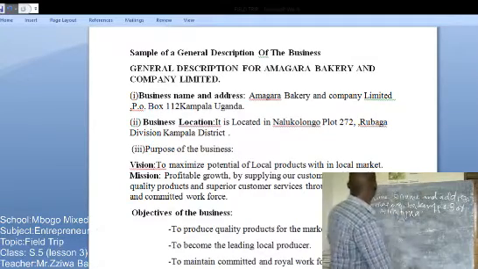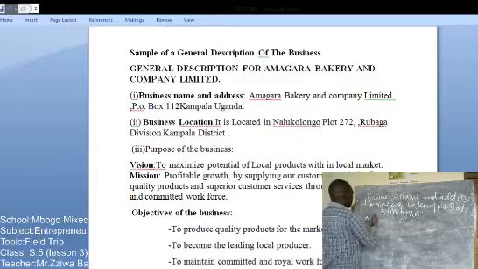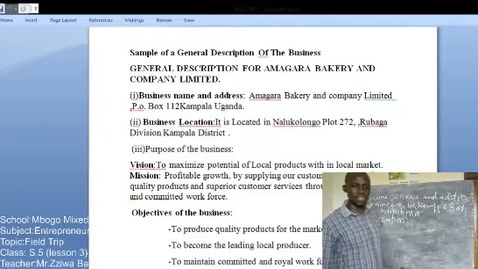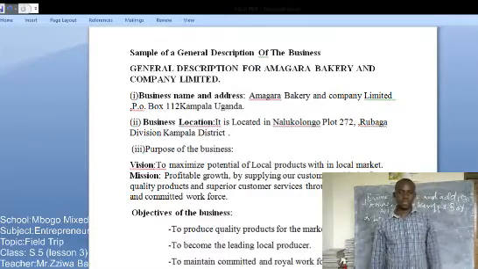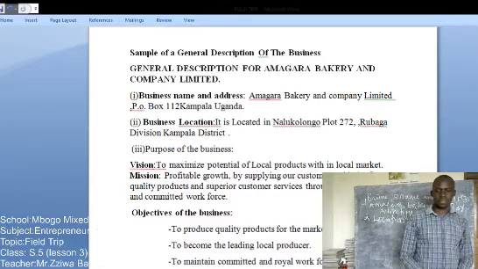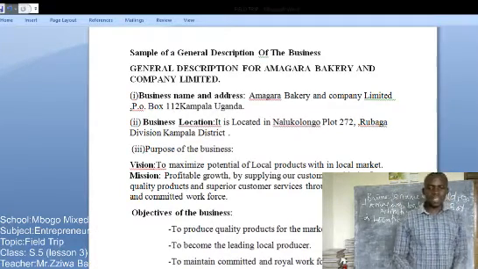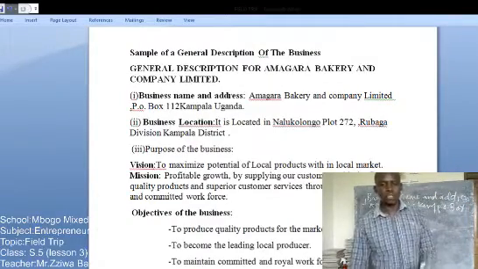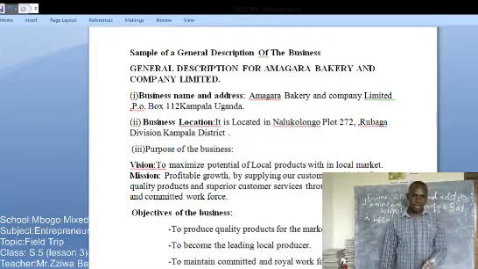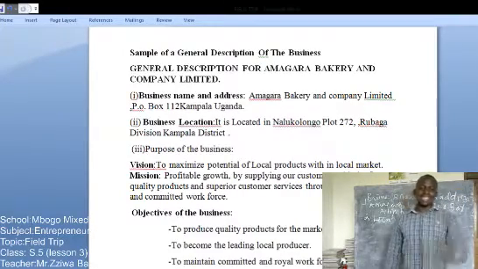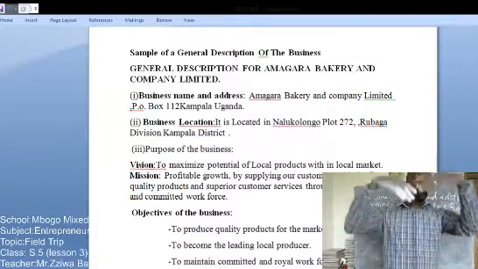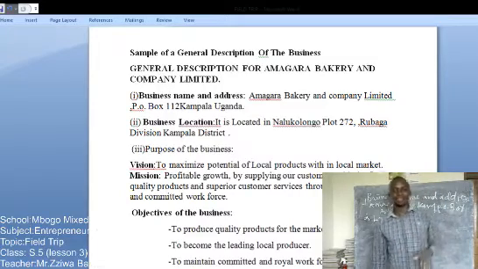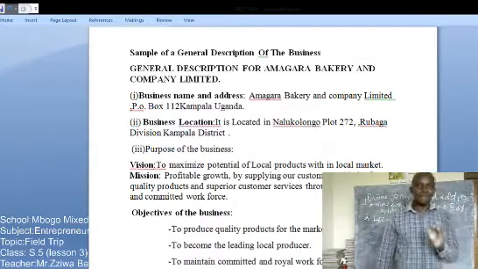The other concept is business location. Where is that business located? The business is located in Nalukolongo. If you use Kampala as the post address, it is located in Nalukolongo, Plot 220, Rubaga Division, Kampala District. That one is a clear location.